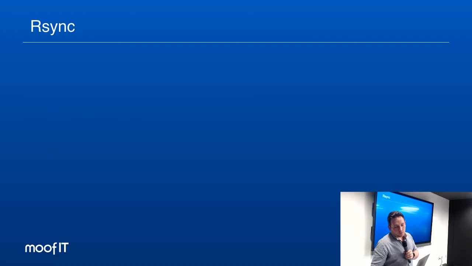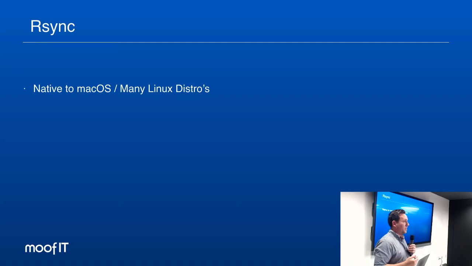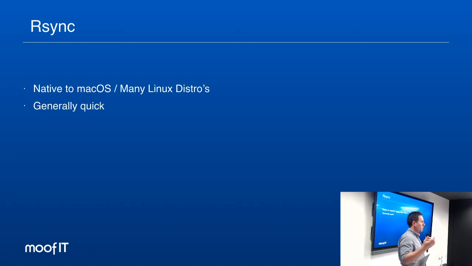Reasons for it? It's native to macOS and to Linux. It's generally quick depending on your environment and it works quite well. I mean, it takes a snapshot, it moves your data from one place to another. It's easy. You can get it to merge differences, so it can be treated as a Time Machine backup with the right variables. So to start with, we started small.